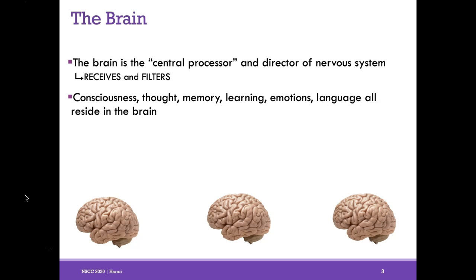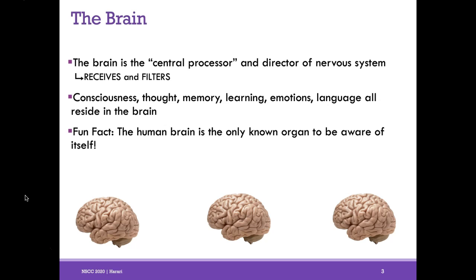Consciousness, thought, memory, learning, emotions, and language all reside in the brain. So what makes us human really resides in the brain. And a little fun fact: the human brain specifically is the only known organ to be aware of itself. Think about it: no other organ on this planet is aware of its own existence except the human brain. So much so that we can study our own organ, our own brain, in this talk.